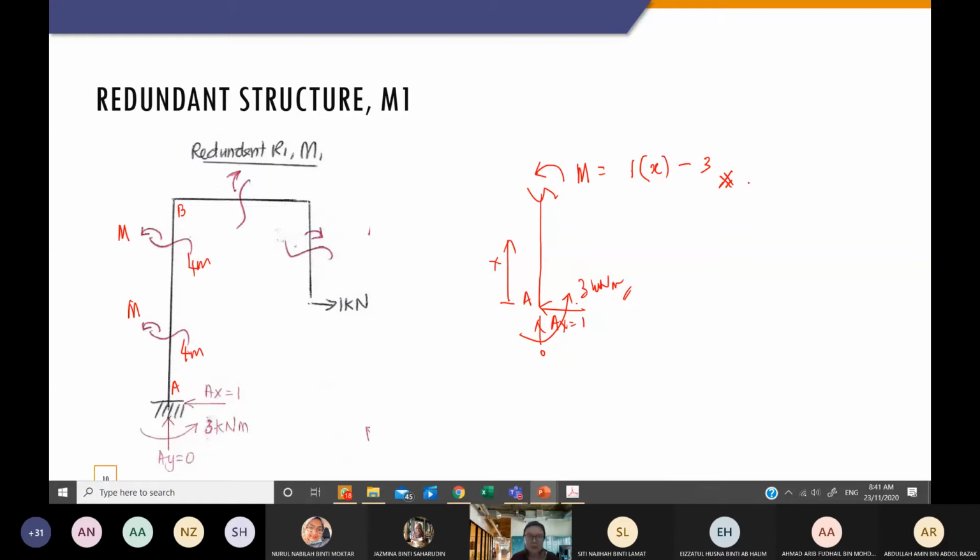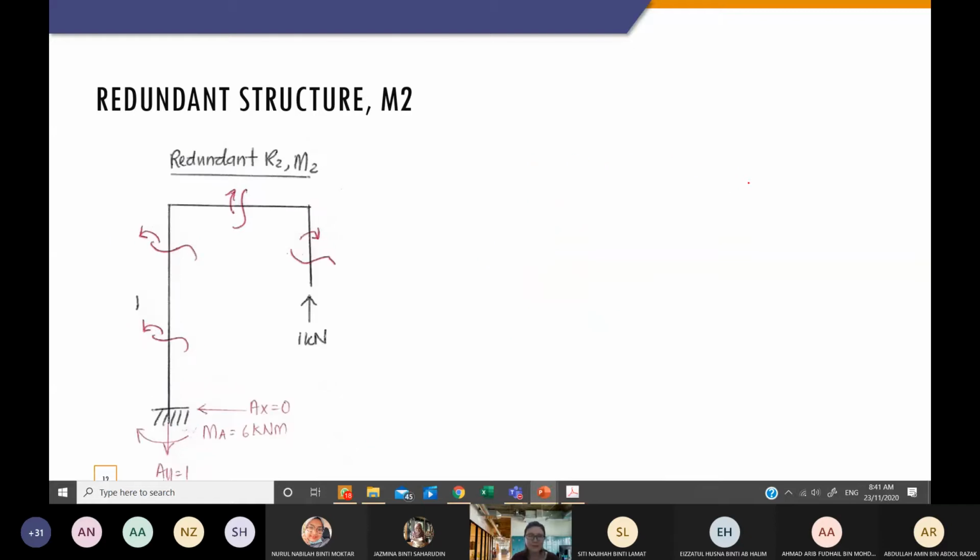Okay, so I'm going to move to M2 right now. So M2, maybe we will directly put it here. Now I'm looking at this. With my X starting from here, what do you think my M is? Class? 0. Yes, it is 0 because the 1 kilonewton load will not have any perpendicular distance to the cut section. So there is no force that you need to consider here actually. So it will be 0.